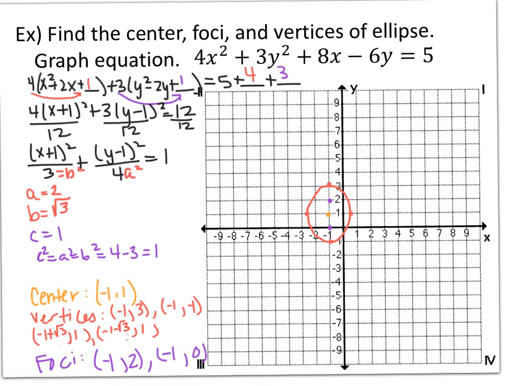I'm going to go in the y direction because they have to lie on the major axis, and the vertical is my major axis in this case. So I'm going to go up 1, and I'm going to get negative 1, 2, and I'm going to go down 1 from the center and get negative 1, 0. So biggest thing, always make sure a is your bigger value, a squared is your bigger value. Always make sure you go in the direction of whatever variable the number is underneath. And then make sure your foci are in line with your major axis.